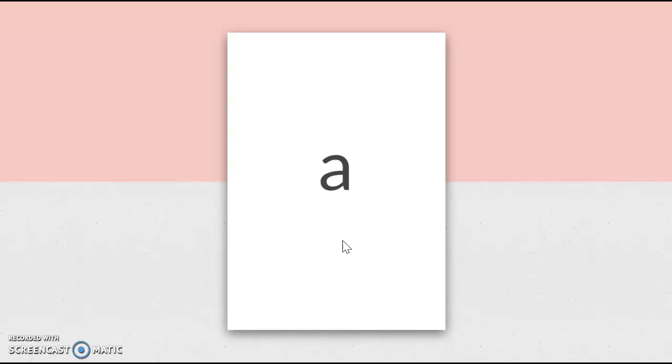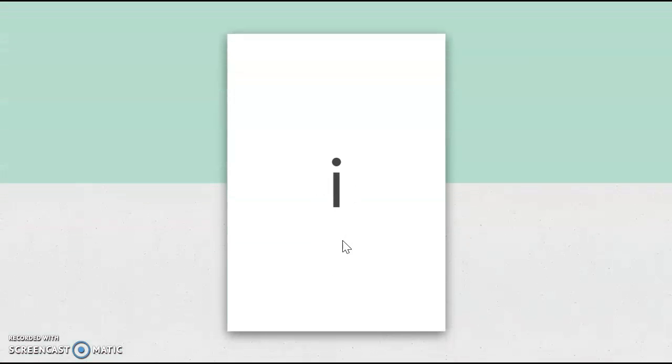This is the letter A. A makes the A sound. Can you make the A sound with me? A. A. This is the letter I. Letter I makes the I sound. Now you try it. Can you make the I sound?